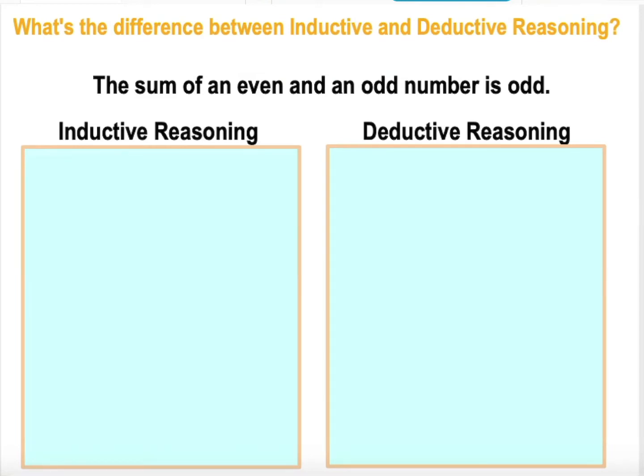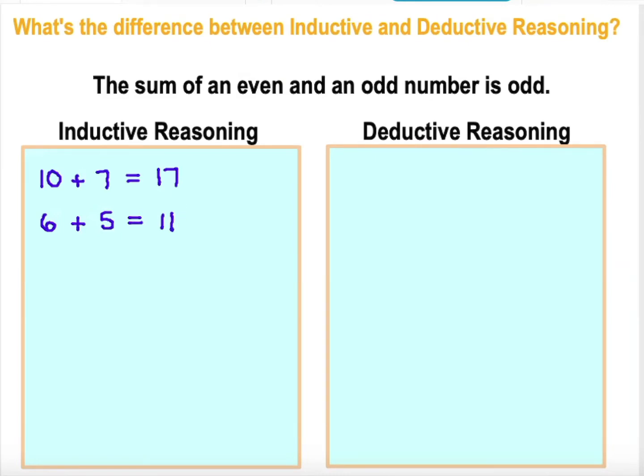Well, here's a rule. The sum of an even and an odd number is always odd. And there's 2 ways to justify that, to think about that. Inductive reasoning would have you using examples, finding a pattern. So taking an even number and adding it to an odd number and seeing what kind of sum you get. That time I got an odd. Taking an even number plus an odd number.